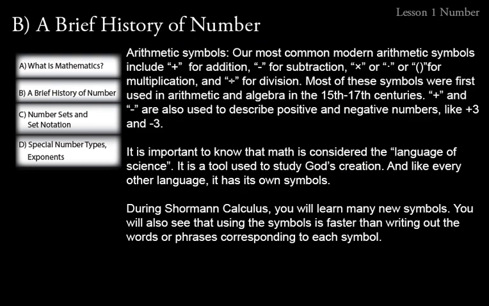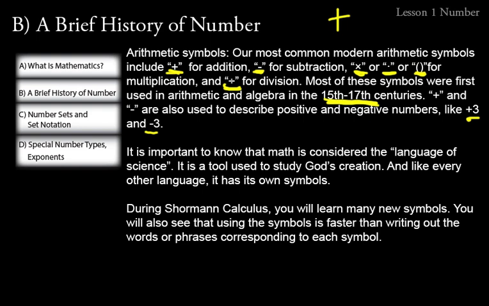Now, looking at some arithmetic symbols, like where did your plus sign come from? Why do you use that to say I'm adding two things together? The most common modern arithmetic symbols include plus for addition, minus for subtraction, times or a dot, or parentheses even, for multiplication, and then this line with a dot above and below, that's division. Most of those were first used in arithmetic and algebra in the 15th to 17th centuries. That's about when those happened. And plus and minus are also used to describe positive and negative numbers, like a plus 3 and a minus 3.